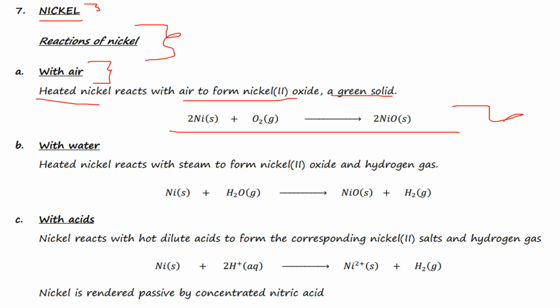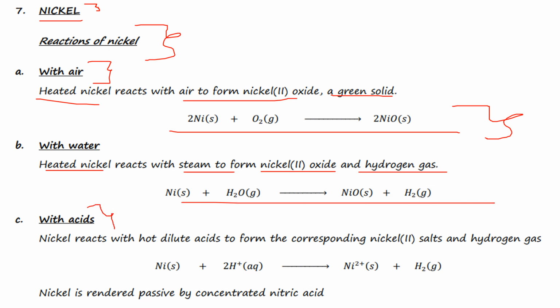The most stable oxidation state of nickel is +2. With water, it reacts with steam. It reacts when heated, and whenever we heat, water has to be in the form of steam. Heated nickel reacts with steam to form nickel(II) oxide together with hydrogen gas, and the equation is as follows.